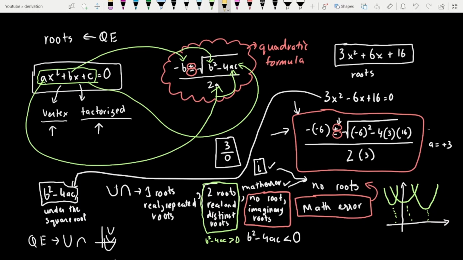And what's the case where we only have one root? We call that case b squared minus 4ac is equal to 0. And why should it be equal to 0? Well, we'll check this out.